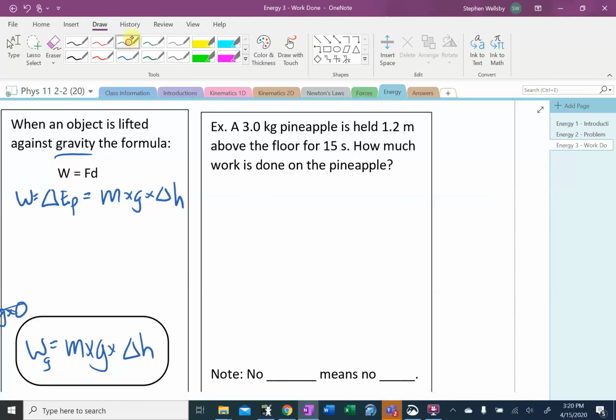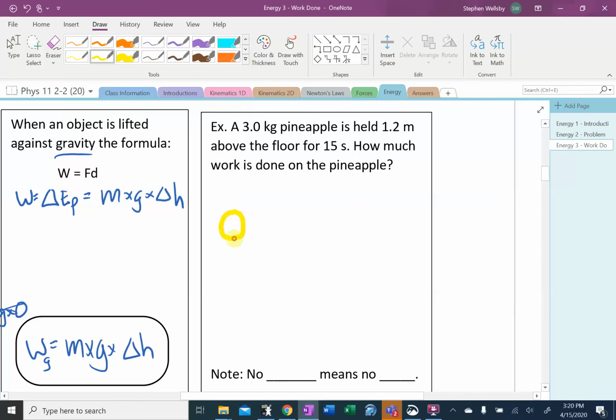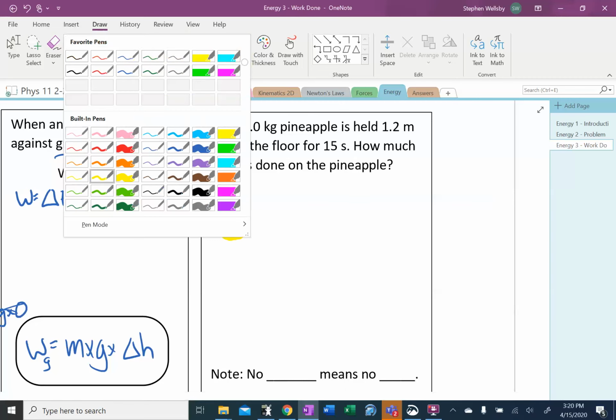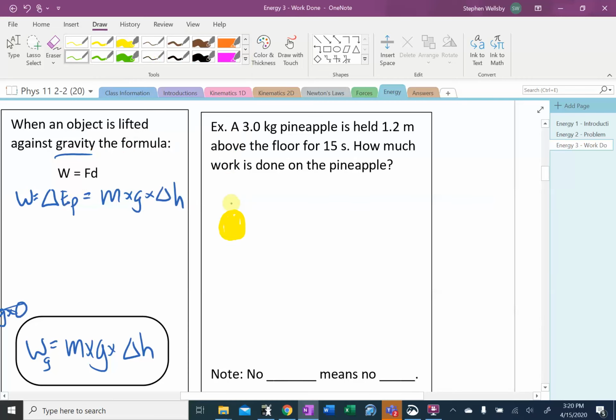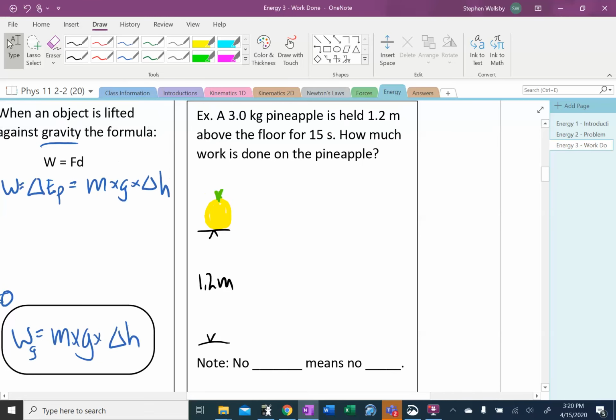Okay, and one more example here for us. We have got a pineapple, and let's draw this pineapple out here, and this pineapple is being lifted, or sorry, it's being held stationary 1.2 meters above the ground. So this is up here, and we have 1.2 meters, and it's being held there for 15 seconds. So how much work is being done on the pineapple? Well, many of you may have already figured out the answer immediately. If not, take a minute, pause the video, and see if you can figure this out for yourself.